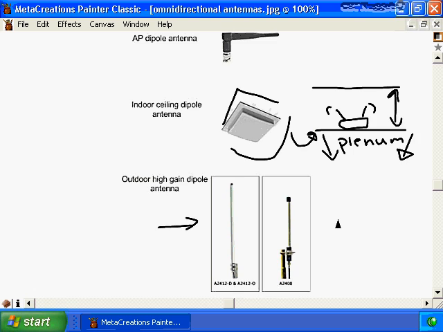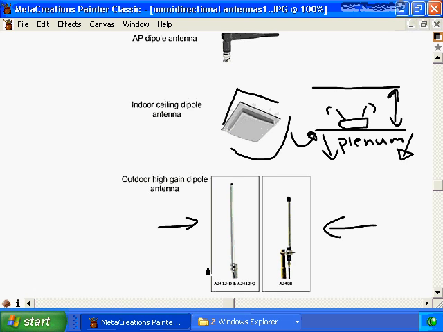These are high-gain dipole antennas, and similar to the location practice for wireless access points, where we want to place the wireless access point in the center of the floor, we'd also ideally want to place the outdoor high-gain dipole antennas in the center of our campus environment, so as to allow the RF signals to radiate to all corners of the campus, if you will. And these types of antennas are usually mounted on some type of tower structure or on the top of buildings.